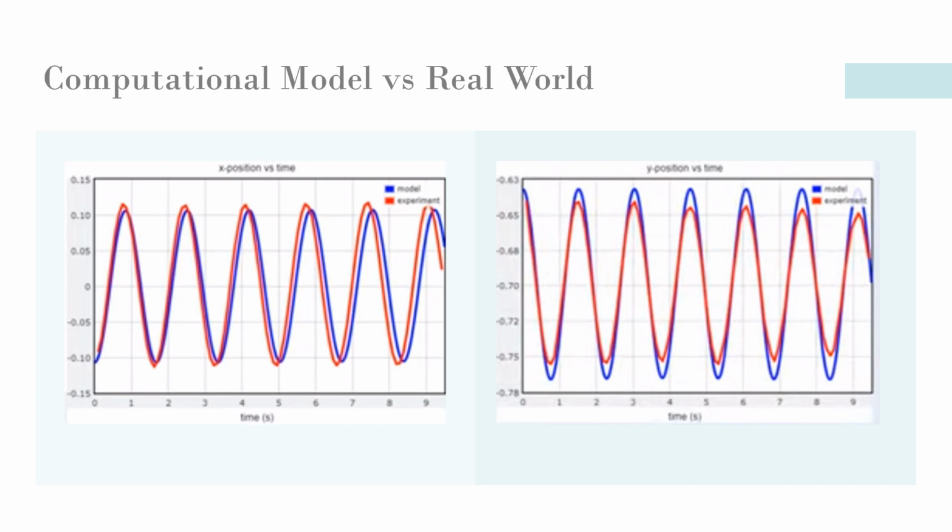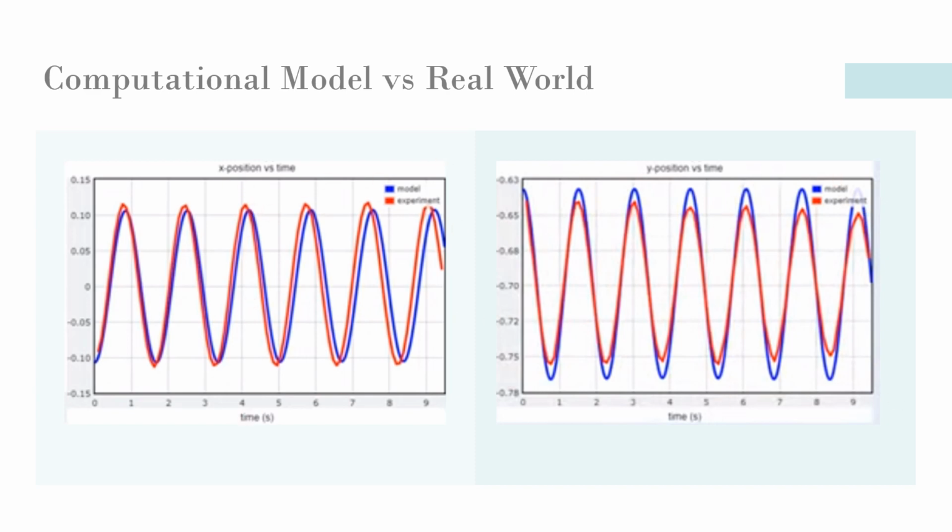Comparing the computational model with the real-world data, we can see that they're remarkably similar. On the left-hand side, the image is of the x position versus time, and the right-hand side is y position over time. So as you can see, for both of them, the real-world and computational model started out very, very similar, almost on top of each other to begin with, but eventually they started to separate, more so in the x position than the y position.